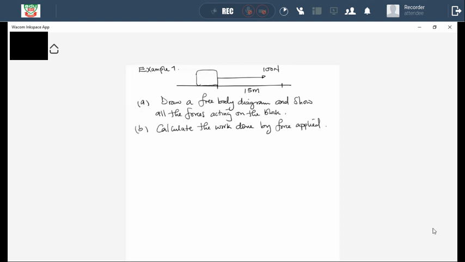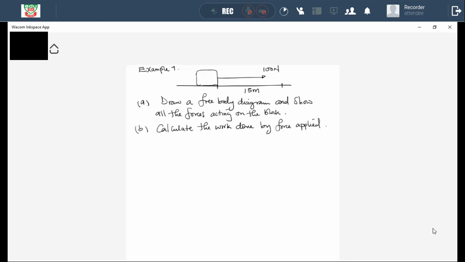Now, we analyze the diagram. We look at it nicely. We have got a block. We are not given the mass, and it's not important at the moment. We are worried about three things here. We are worried about the magnitude of the force which is pulling the object. We are worried about the displacement, how far the object is going to move. We are worried about the theta, which is the angle between the force and the direction of displacement.